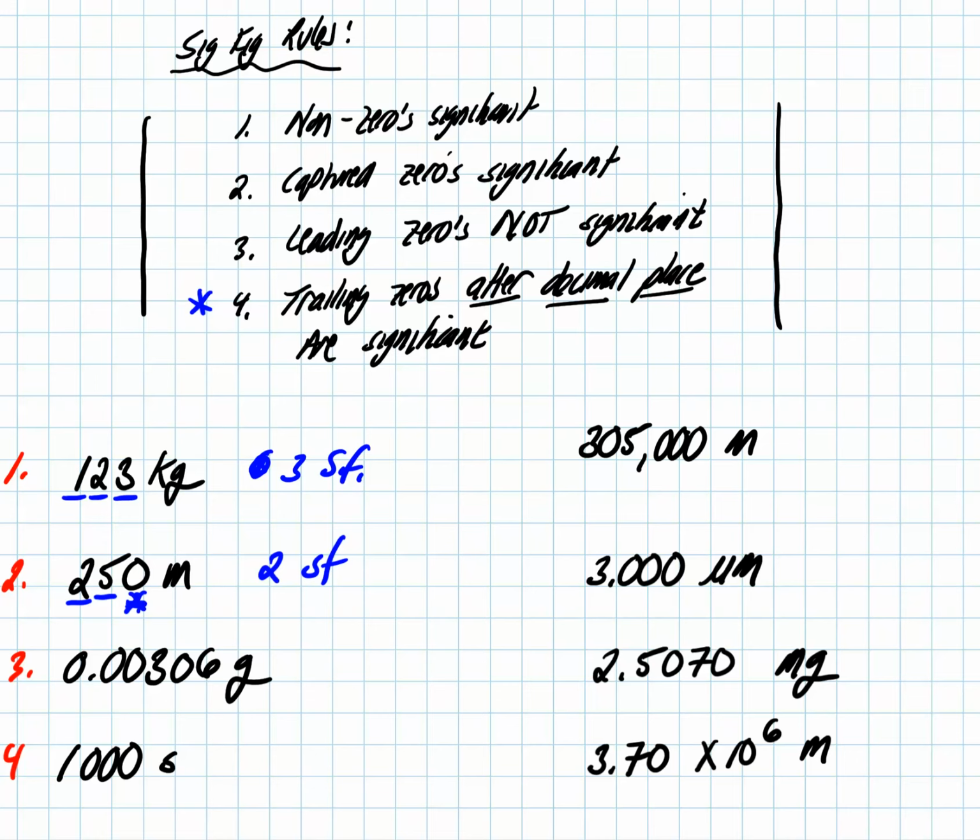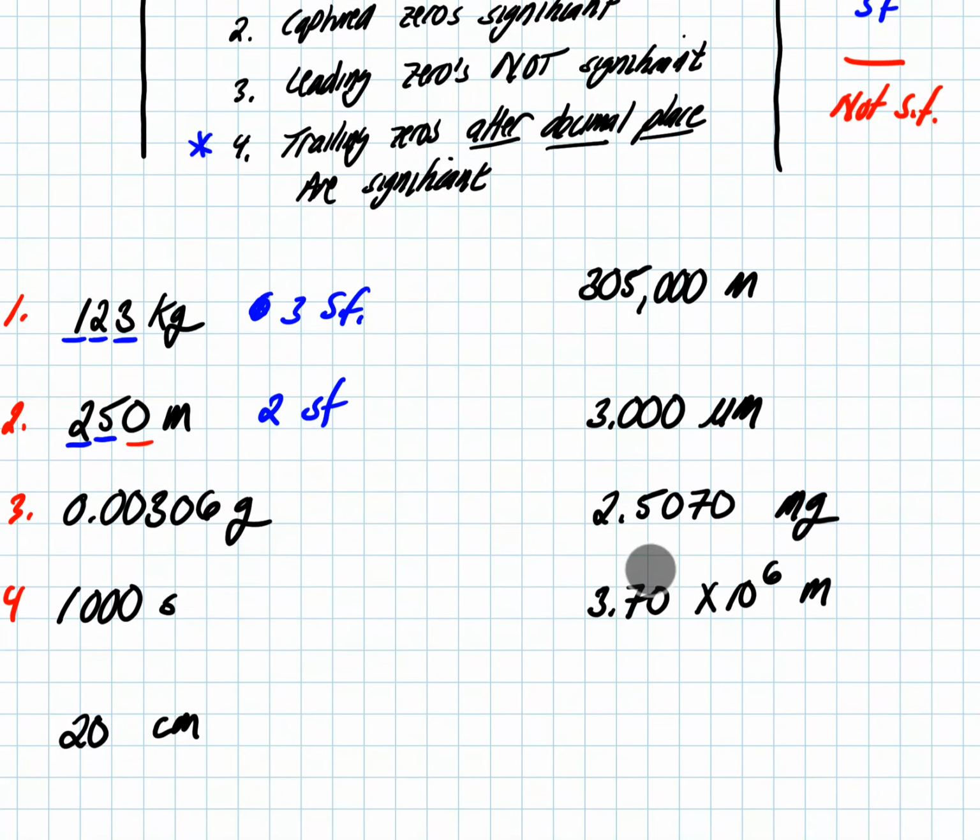You know what I'm going to do? I'm going to put a red line under things that aren't significant. So red means not a significant figure, and a blue line means a significant figure.